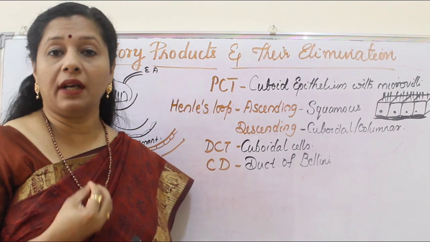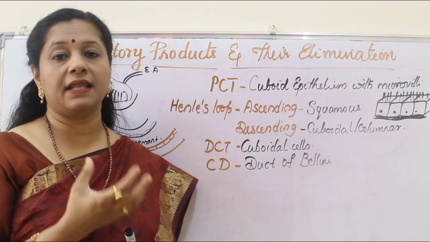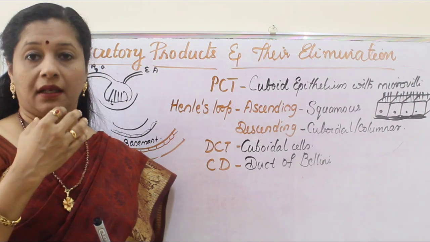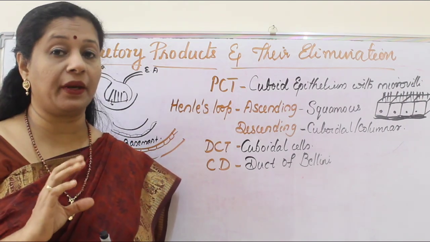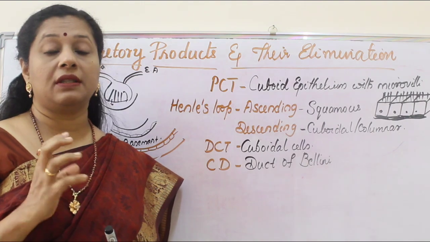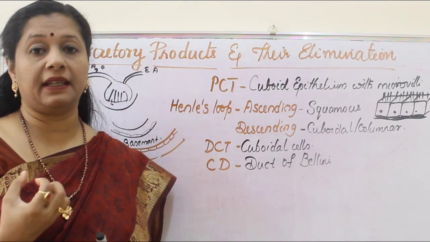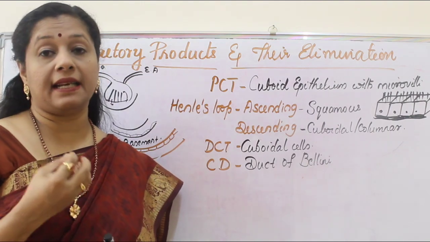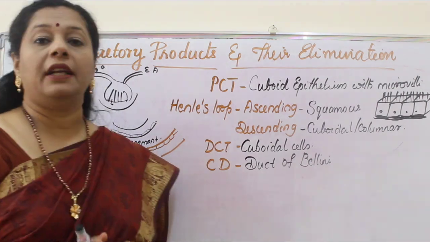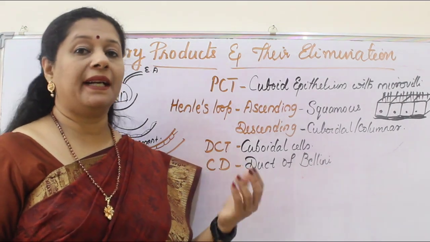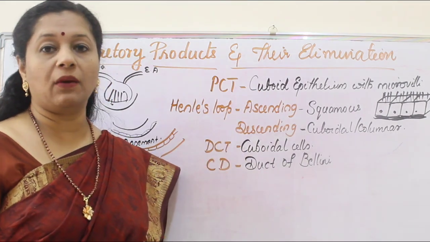So almost all contents of the blood except the blood cells and protein will come inside the Bowman's capsule in the form of a filtrate. At this time we don't call it urine, it is called a filtrate. Since everything is filtered out except for the blood cells and protein, we call it ultrafiltration.